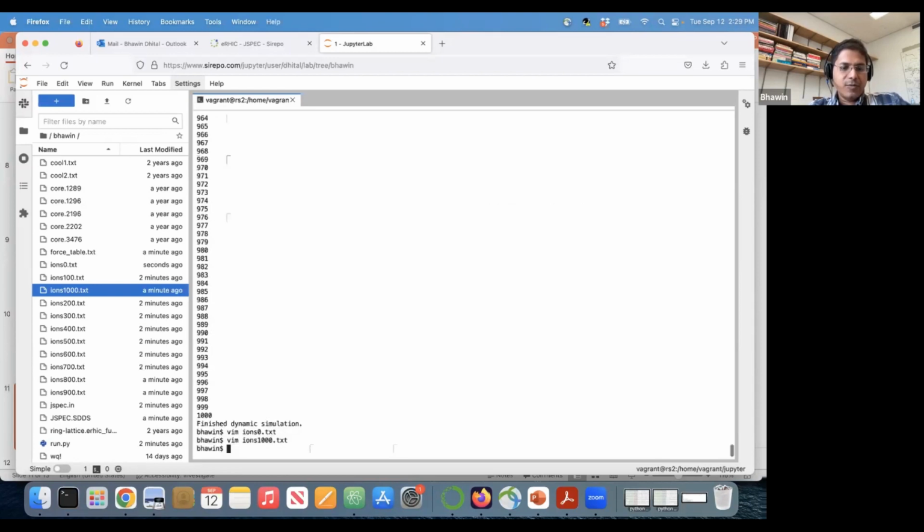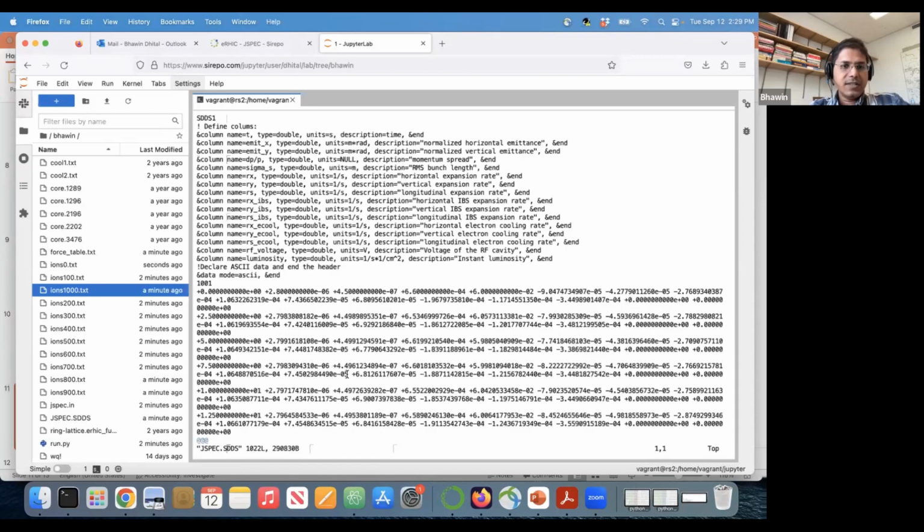You also get the output file whose name is JSPEC.stds. It has many columns: first is time, then emittance X, emittance Y, delta P over P, bunch length, and the corresponding IBS expansion rate, IBS rate, and cooling rate. You can use this file to make plots of the evolution of the emittance in 3 directions and the corresponding IBS rate, cooling rate, and the total expansion rate.